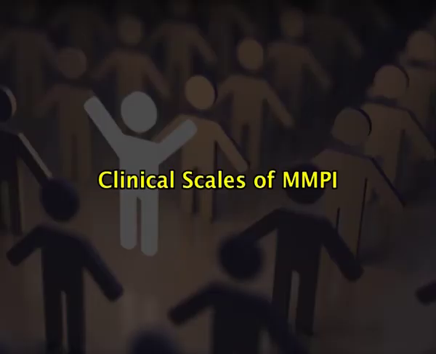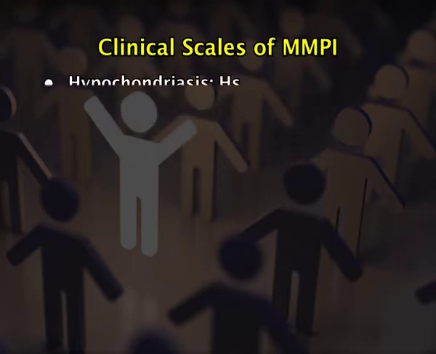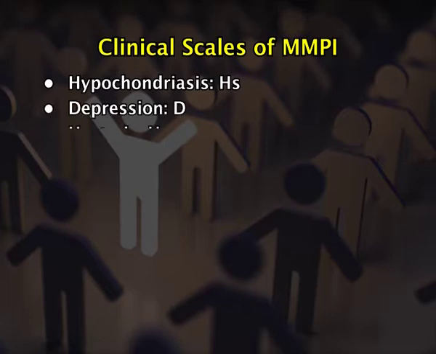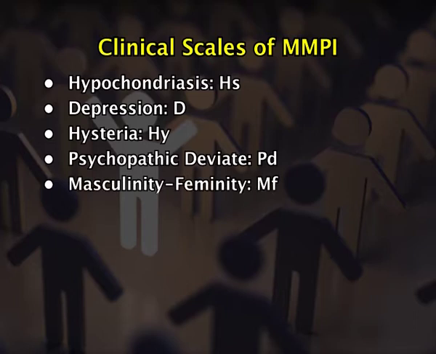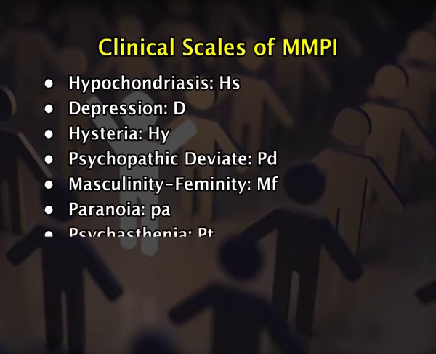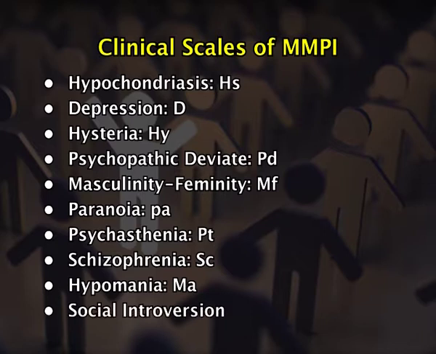There are 10 clinical scales of MMPI, which are: number 1, hypochondriasis or HS; number 2, depression or D; number 3, hysteria or HY; number 4, psychopathic deviate or PD; number 5, masculinity-femininity or MF; number 6, paranoia or PA; number 7, psychasthenia or PT; number 8, schizophrenia or SC; number 9, hypomania or MA; and number 10, social introversion.